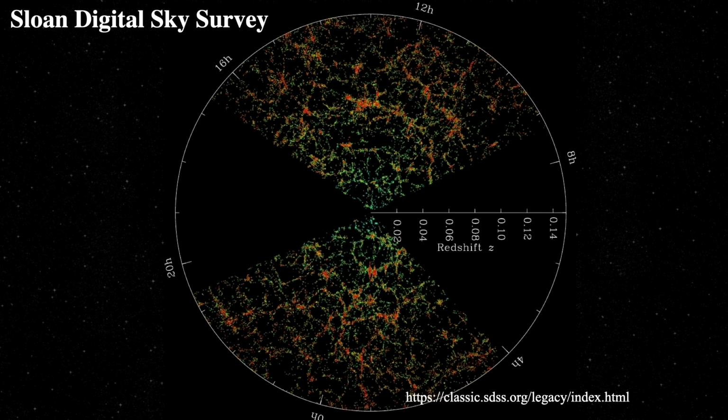Anyway, this is one of their data sets. This comes out from the Sloan Digital Sky Survey. It comes from what they call their classic legacy archive, and it shows out to a redshift of about 0.15, which is not as deep in this particular image as the 2DF survey. But over time, the Sloan Digital Sky Survey went much deeper and had a much larger data set than 2DF.